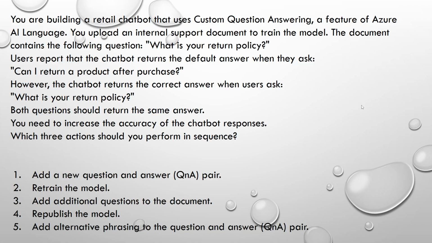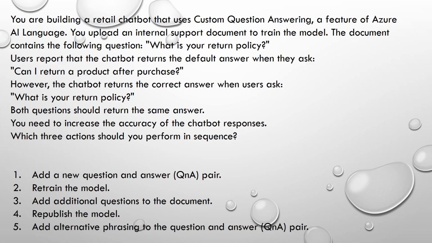Now to the question. You are building a retail chatbot that uses custom question answering, a feature of Azure AI Language. You uploaded an internal support document to train the model. The document contains the following question. What is your return policy? Users report that the chatbot returns the default answer when they ask, "Can I return a product after purchase?" However, the chatbot returns the correct answer when users ask, "What is your return policy?" Both questions should return the same answer. You need to increase the accuracy of the chatbot responses. Which three actions should you perform in sequence?